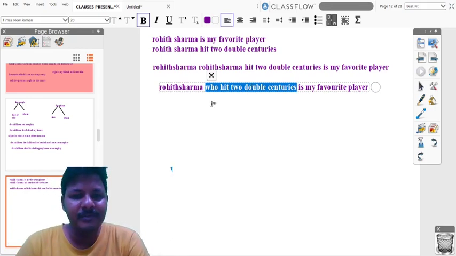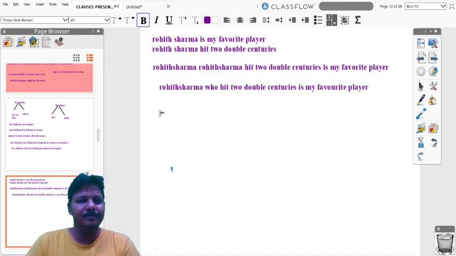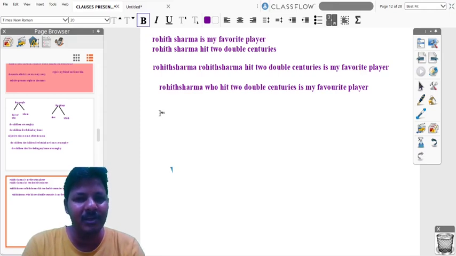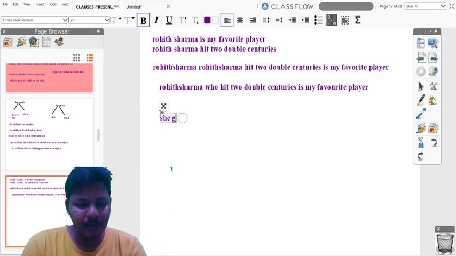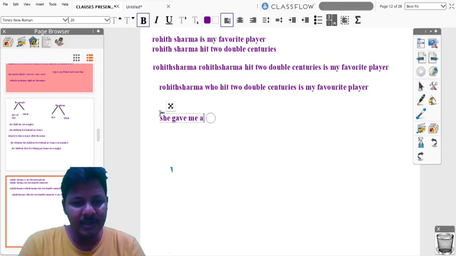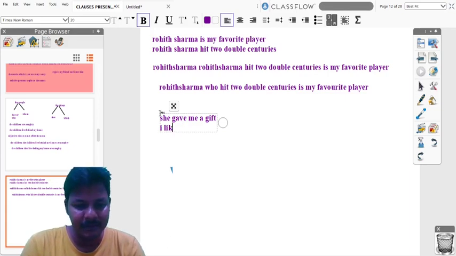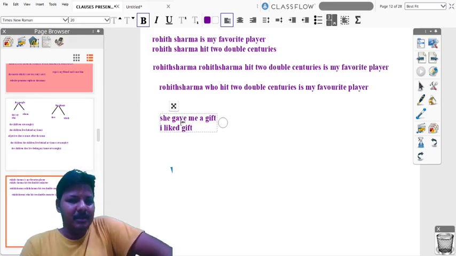But you should know one more thing, friends, because sometimes the relative pronoun acts as the object of the adjective clause. Let me show how it acts as the object of the relative adjective clause. For example, she gave me a gift. I like the gift. So these are the two sentences, and we make them into an adjective clause.